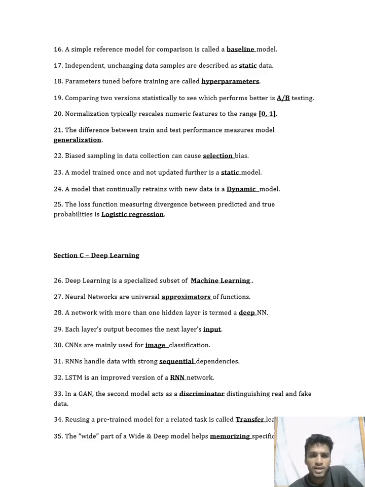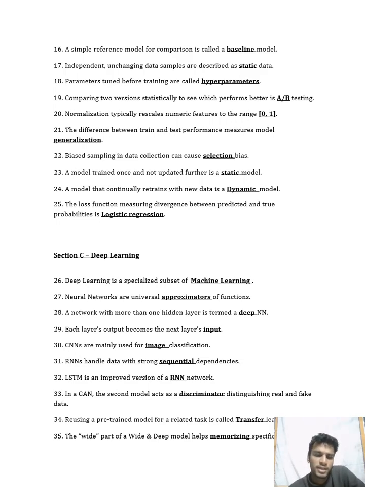Biased sampling in data collection can cause selection bias. A model trained once and not updated further is a static model. A model that is continually retrained with new data is a dynamic model. The loss function measuring divergence between predicted and true probabilities is logistic regression.